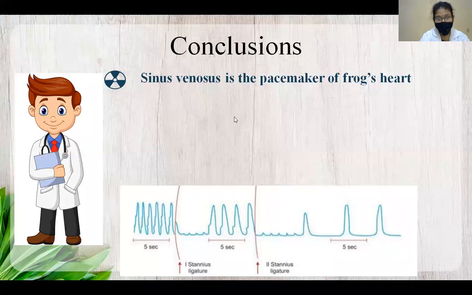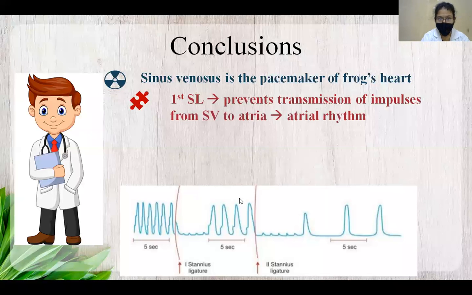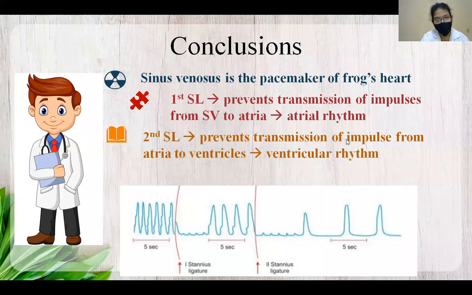So to conclude, we say sinus venosus is the pacemaker of the frog's heart because the rate of impulse generation is highest as compared to atria as well as ventricles. Second, once you tie the first sinus ligature, it prevents the transmission of impulses from sinus venosus to atria, so it leads to generation of atrial rhythm. Once you tie the second sinus ligature, it prevents transmission of impulses from atria to the ventricles, because of which the ventricular rhythm is created.